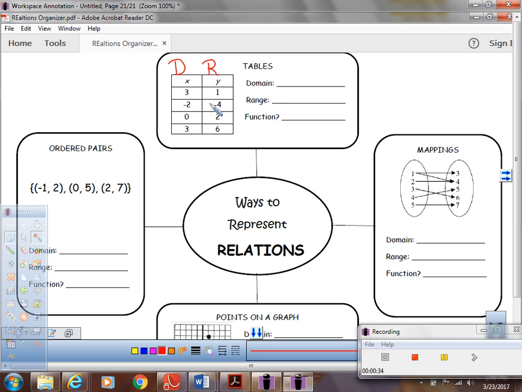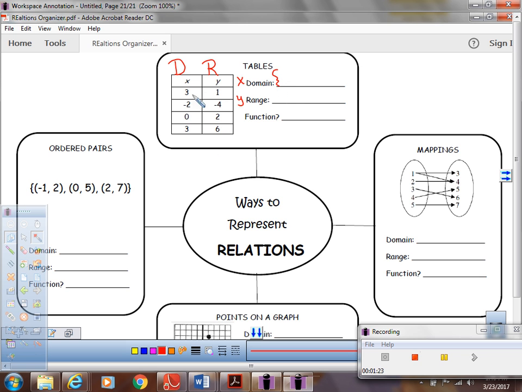Okay, thank you. Alright, so domain is on the left, that's your X's, range is on the right. And so when they want the domain here, let's put an X in front of the word domain, and let's put a little Y in front of the word range. Because they literally just want you to list them.